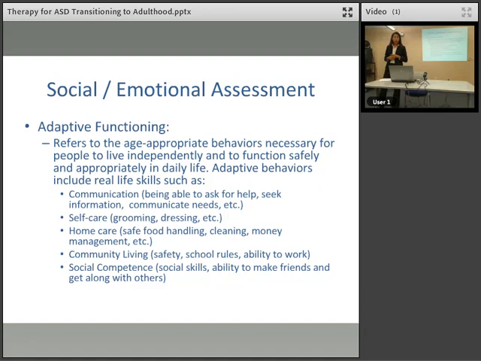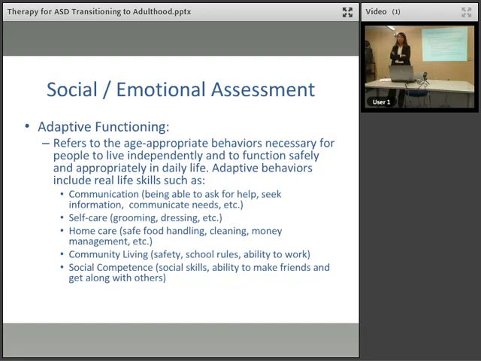Just to define, adaptive functioning refers to the age-appropriate behaviors that really are necessary for an individual to live independently and to function well within their community. They might include skills within the areas of communication, be able to have a conversation, be able to seek help, to make requests. In the area of self-care, be able to manage one's own hygiene and appearance.